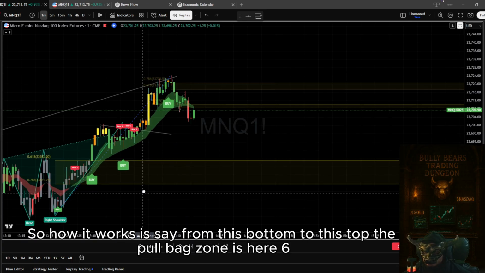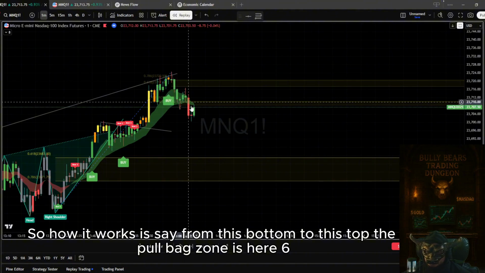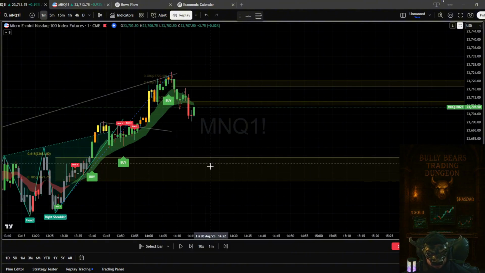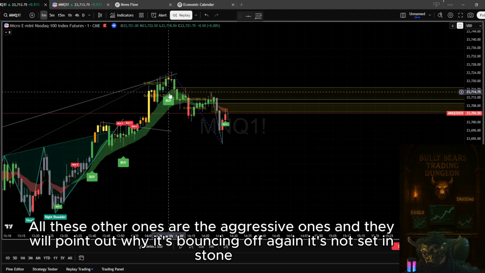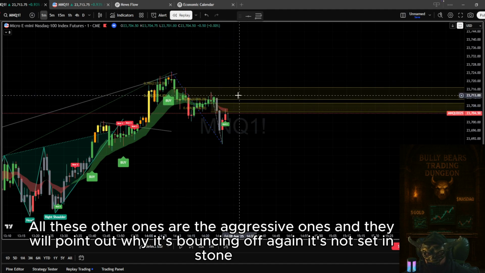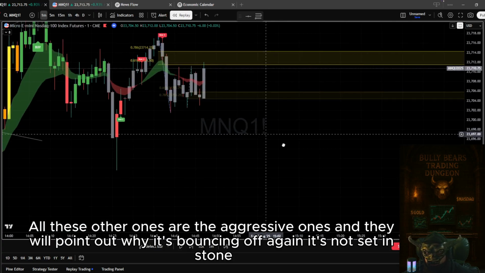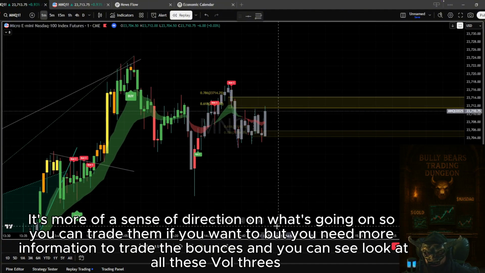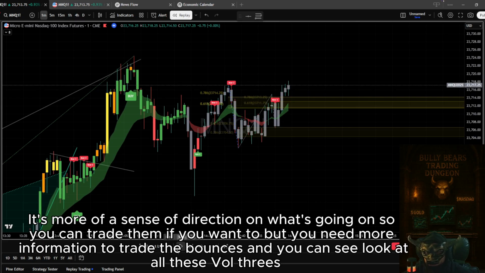So how it works is, say from this bottom to this top, the pullback zone is here, 684. All these other ones are the aggressive ones, and they will point out why it's bouncing off. Again, it's not set in stone. It's more of a sense of direction on what's going on. So you can trade them if you want to, but you need more information to trade the bounces.